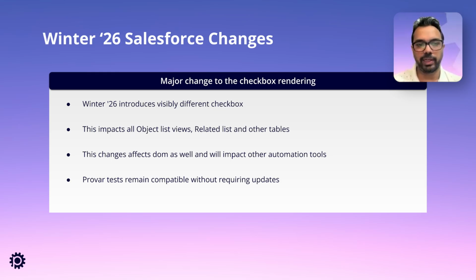Since the rendering is different, this also affects the DOM structure, meaning DOM properties and styling properties are changed. So any automation tool that depends on brittle locators, CSS locators, and properties will be affected by this change. If you are using Provar test cases, yes, Provar is fully compatible with this. No update required. Everything will continue working as it is.